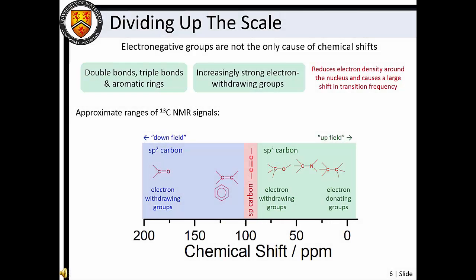We find that electronegative groups are not the only cause of chemical shifts in NMR spectra. Doubly and triply bonded carbons and carbon atoms in aromatic ring systems also experience significant chemical shifts. So too do sp2 carbons bound to electronegative groups. Carbonyl groups, for example. We find that specific types of carbon chemical environments resonate in distinct chemical shift regions. This provides an excellent metric for determining chemical structure.